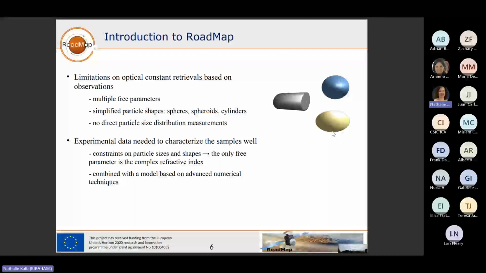So in order for us to characterize the samples well, we need experimental data. This sets constraints on particle sizes and shapes, since the only free parameter really is the complex refractive index. And then we can use an advanced model to retrieve the scattering properties.